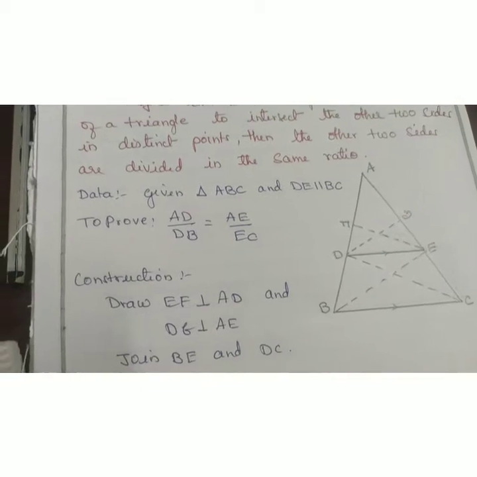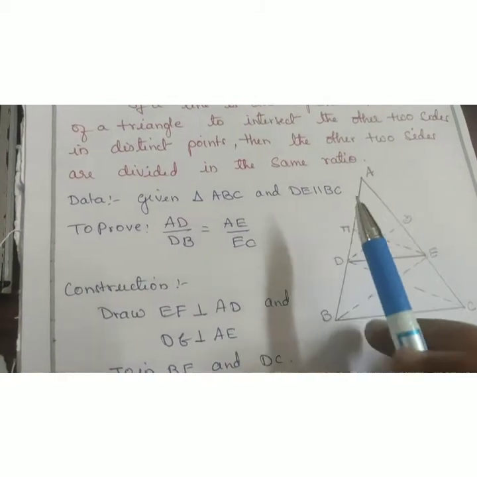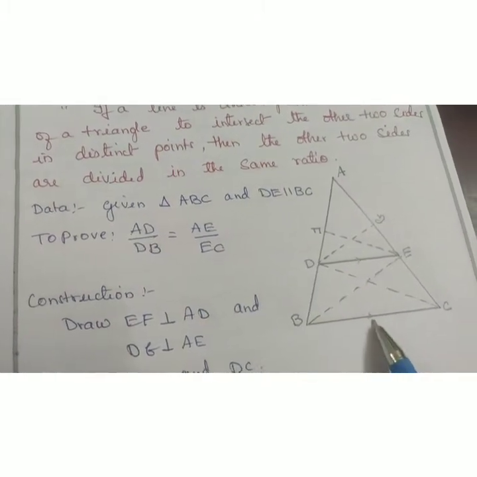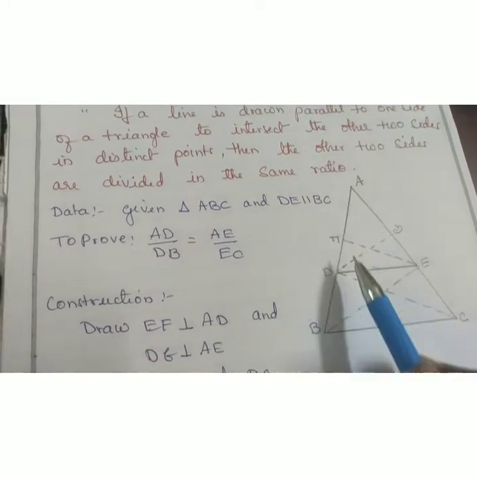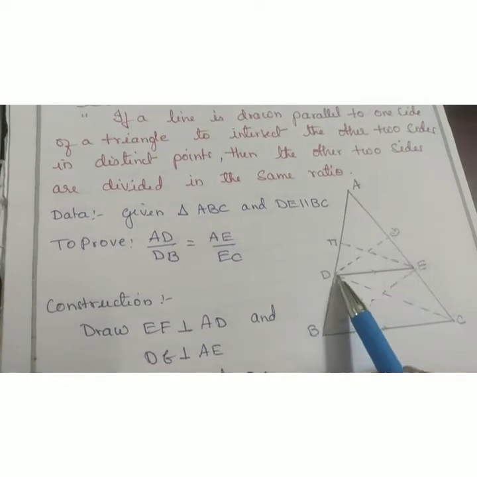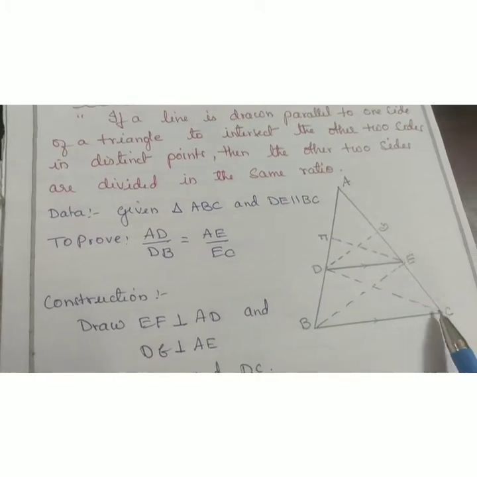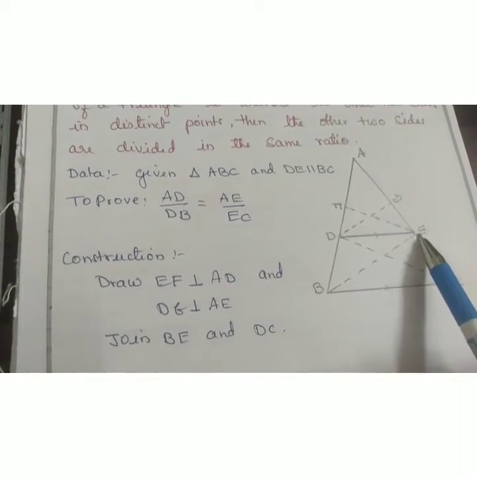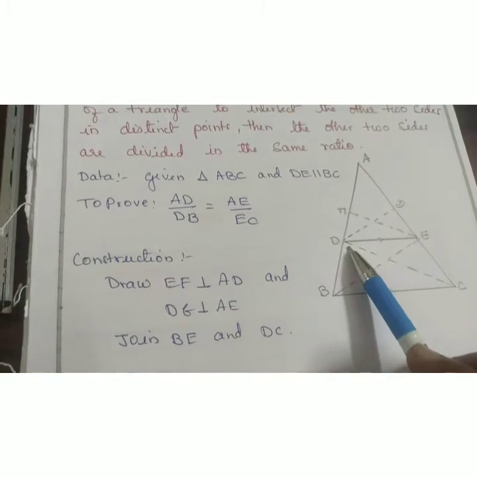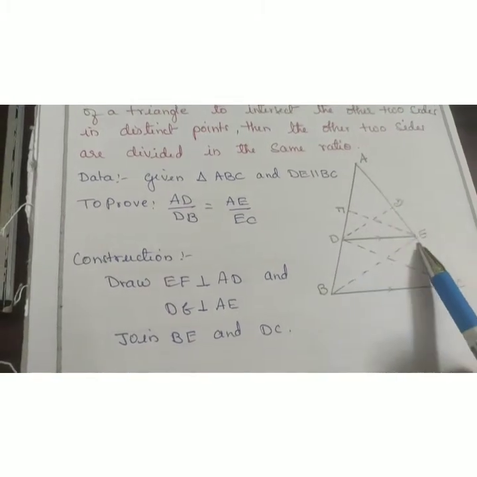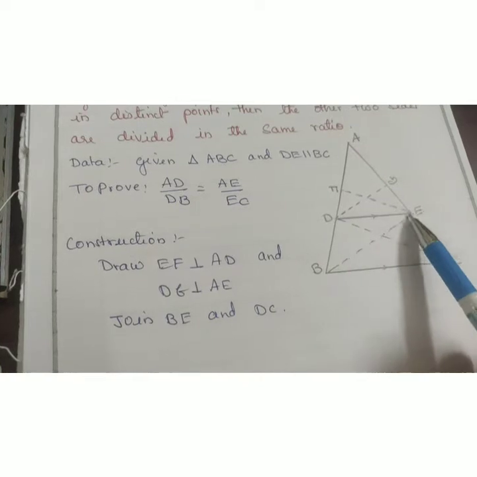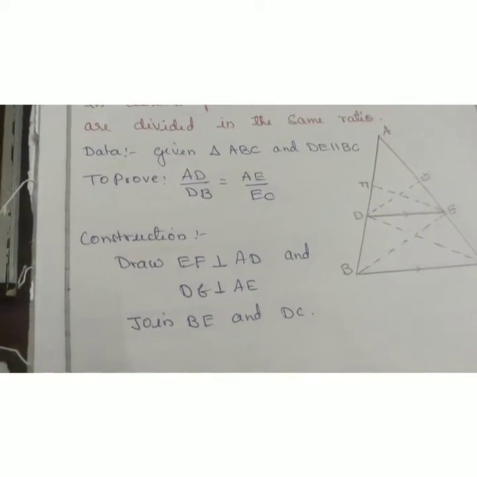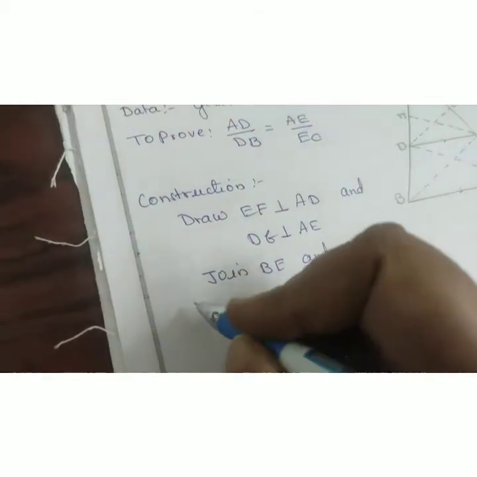Now you can see I have written the data given: triangle ABC and DE is parallel to BC. What we need to prove? We need to prove the ratio of the sides are equal, that is AD by DB is equal to AE by EC, and the construction is: draw EF perpendicular to AD and DG perpendicular to AE, and we need to join BE and DC. Now let us prove it.